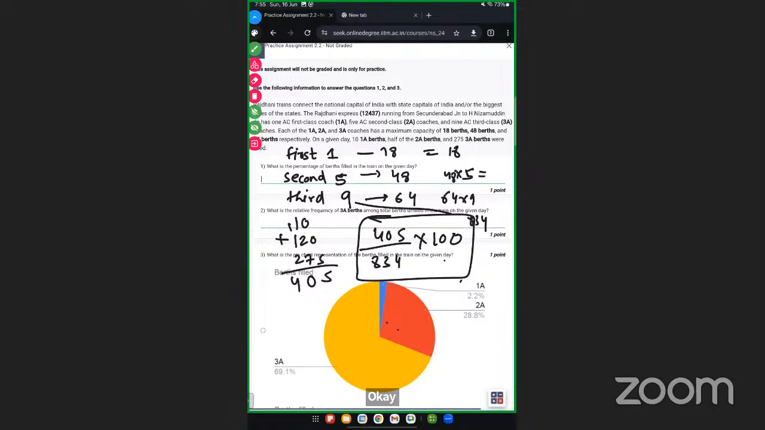Okay. What is the relative frequency of third AC? So you can do that, right? Second, third question.